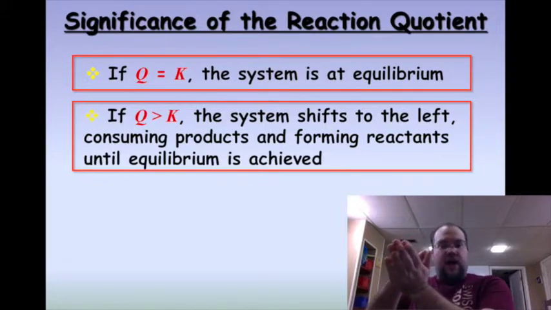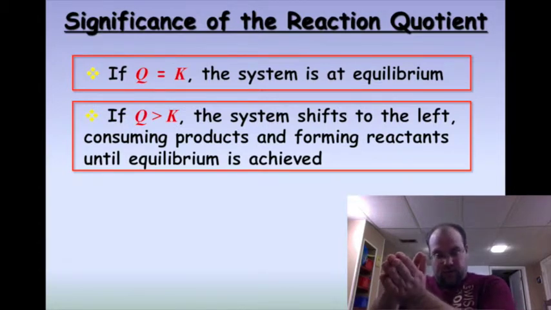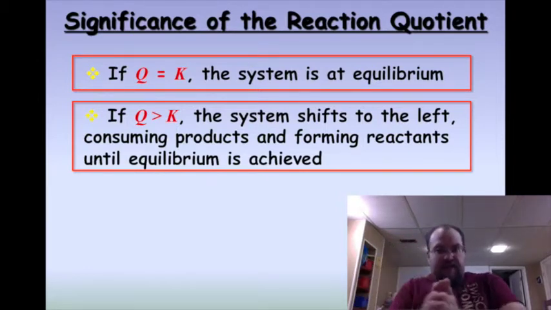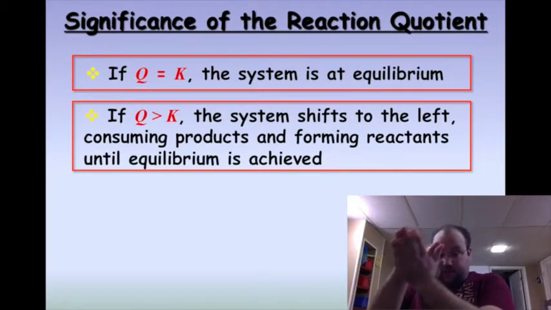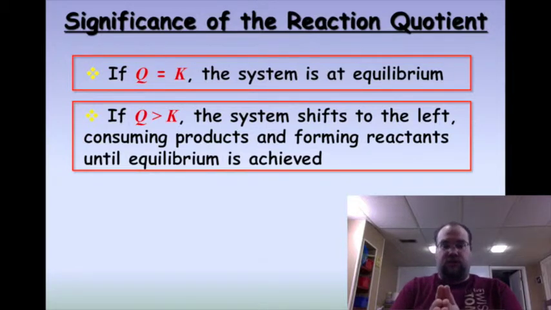I have too much product and not enough reactant. There are many, many ways we can do that, and we're going to talk about how in a different video. But let's just say it's past equilibrium. The system, the reactants and products, needs to shift back to the left to center it back over equilibrium. I'm going to consume the products, because right now I have too many products since my ratio of product to reactant is too big, and I need to consume the products and form reactants until equilibrium is achieved.